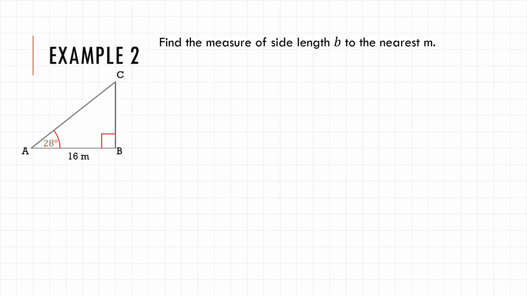In this example, we're going to find the measure of side length B to the nearest meter. Well, none of these side lengths are even labeled, so how the heck are we supposed to do that? One particular way that we denote triangles is that we always label the side that is opposite an angle with the same letter. Side lengths get a lowercase letter, and the corners or the vertices or the points or the angles, those all get the uppercase letters. So over here, side B is actually this side over here, because that is opposite angle B.